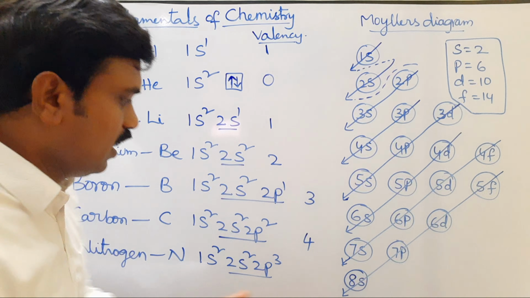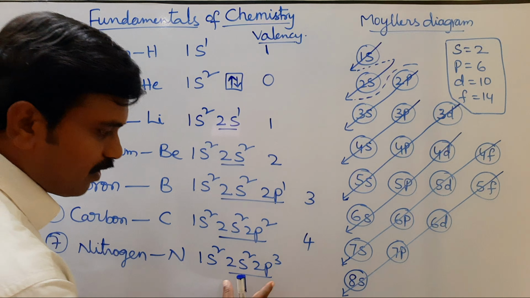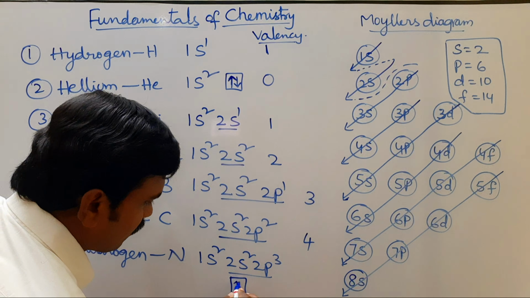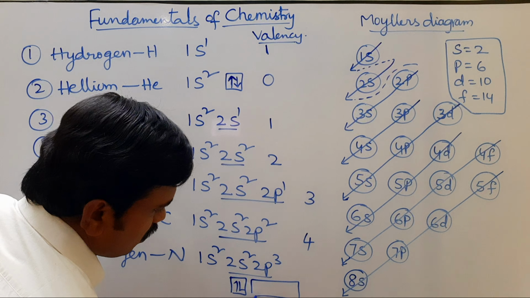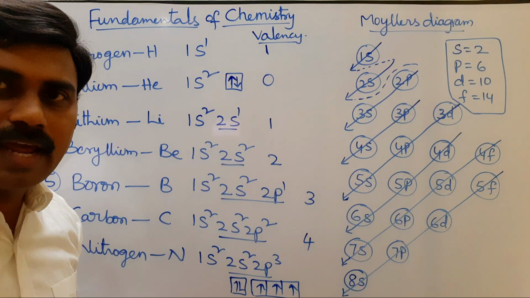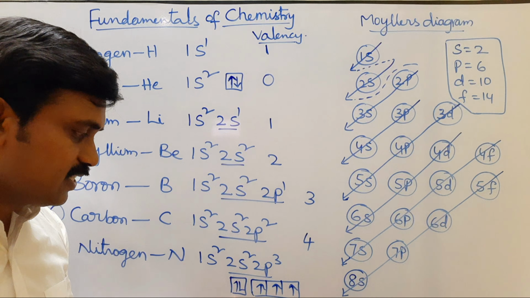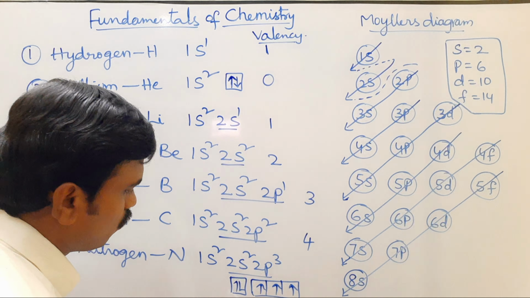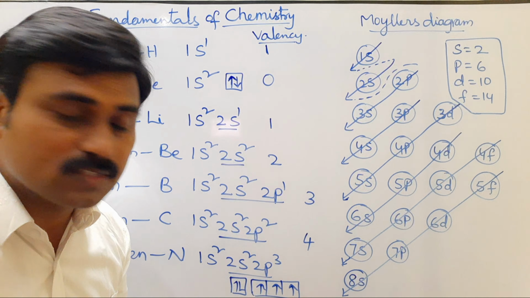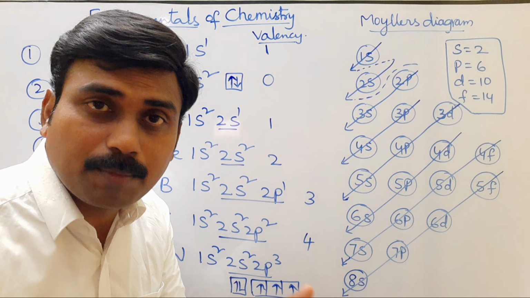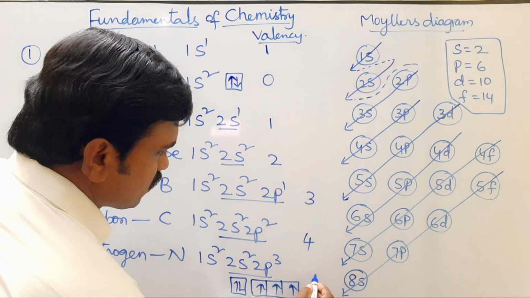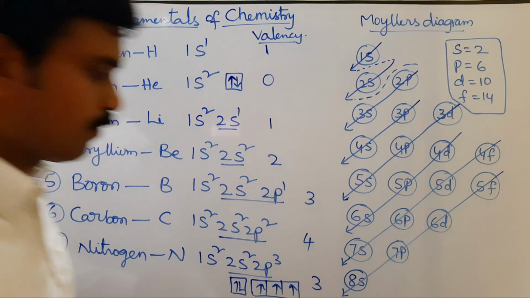Even though nitrogen has 5 electrons in its valence shell, the s orbital has a pair. This pair is a little bit stable, and the p orbital has 3 unpaired electrons. Nitrogen has 1 pair, which is called a lone pair, and 3 unpaired electrons. These 3 unpaired electrons participate in chemical bond formation and form 3 bond pairs. That's why nitrogen valency is 3.